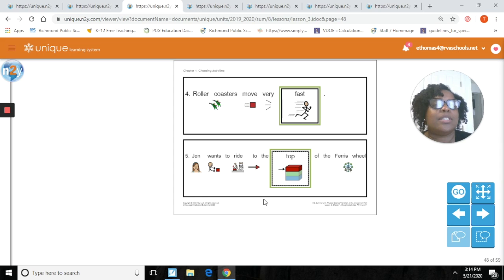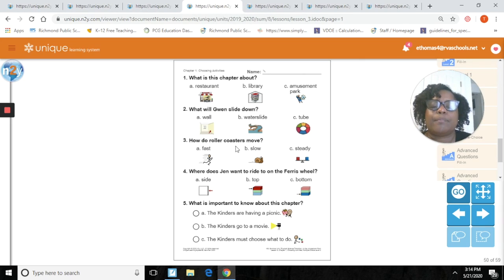All right, you did a good job with that filling activity. Let's go to our next activity. Okay, so now we're going to do some multiple choice questions. Now, what is this chapter about? A, restaurant, B, library, or C, amusement park? Make a choice. A, B, or C.